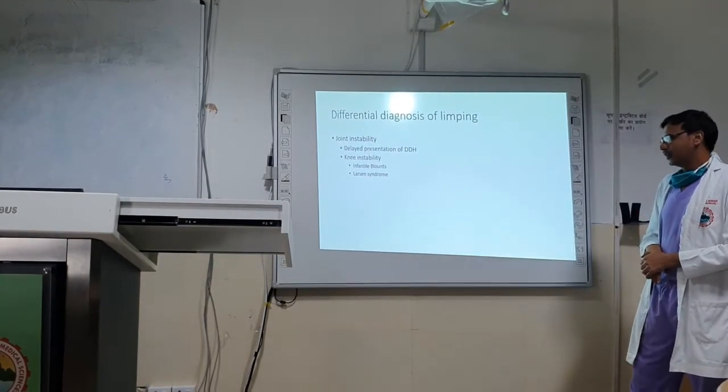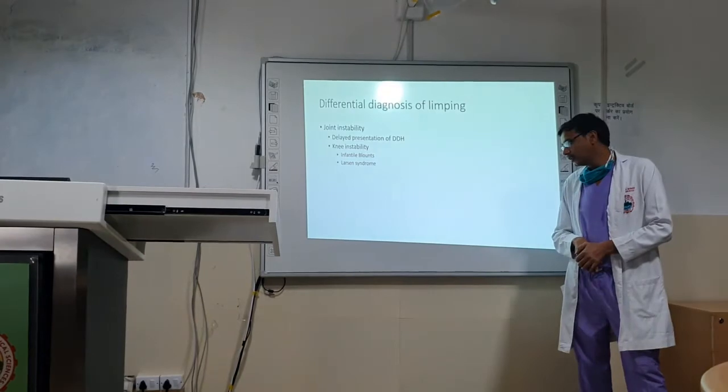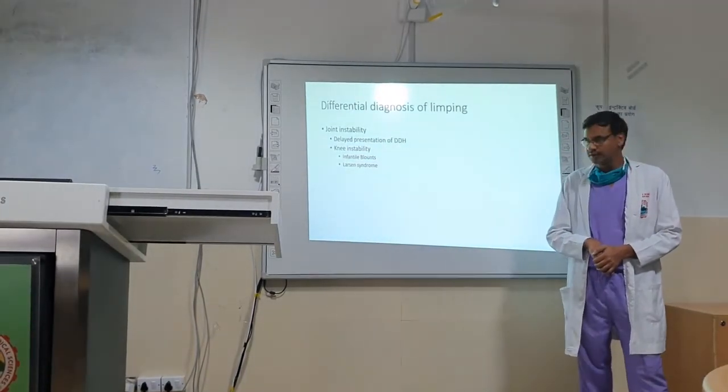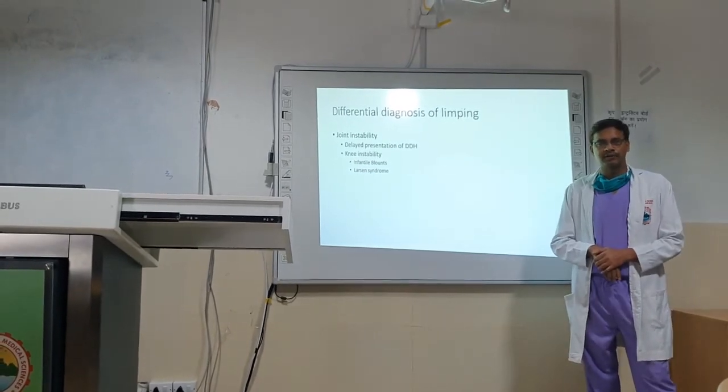Now knee instability. It is not that only hip instability causes limping. Knee instability is commonly seen in infantile Blount's disease or maybe Larsen syndrome, where there is laxity of multiple joints. Okay, next.